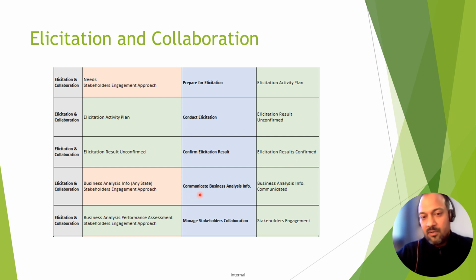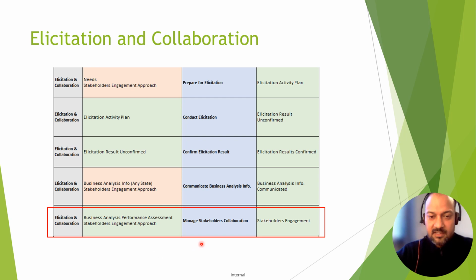Then we were communicating business analysis information, and the input was business analysis information in any of its states, and we were also using the stakeholder engagement approach, and then we were getting business analysis information communicated. Now today we will have this manage stakeholder collaboration, or engagement, you can say. Business analysis performance assessment is the first input, stakeholder engagement approach is the second input, and a few other inputs would be there as guidelines and tools, and we'll get stakeholder engagement.